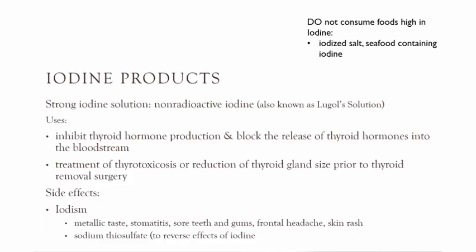We can also give non-radioactive iodine products. So we don't have to worry about radiation sickness or radiation precautions on people who are taking these types of drugs. Iodine products are used to inhibit thyroid hormone and block the release of hormones into the bloodstream. Iodine helps with hyperthyroidism because we could have a lack of iodine, so the iodine will help with your thyroid function. Our goal would be to decrease the amount of thyroid hormone in the body.